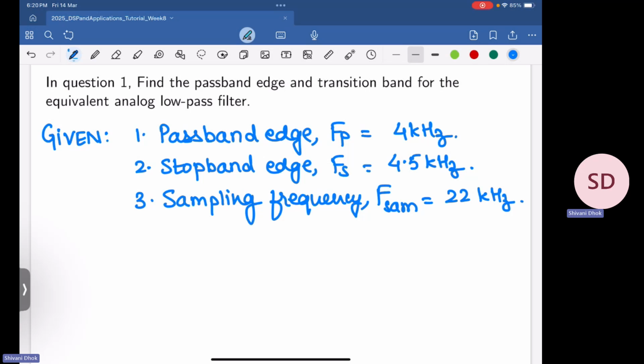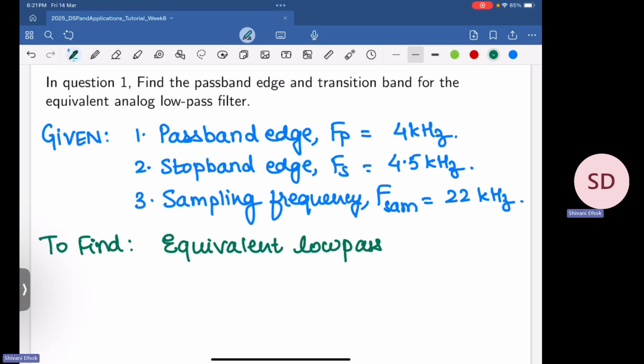Okay, so now what is asked? The first thing that we need to find is the analog equivalent low pass passband edge and the transition frequency, the transition band.